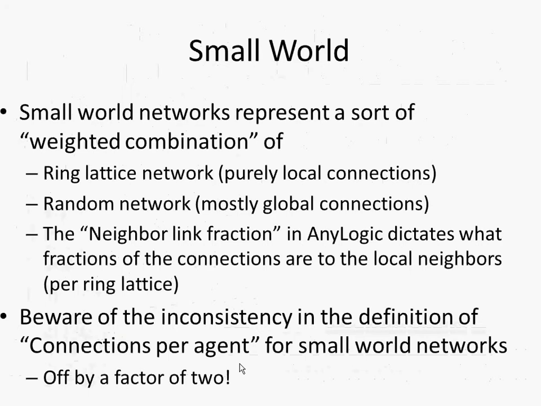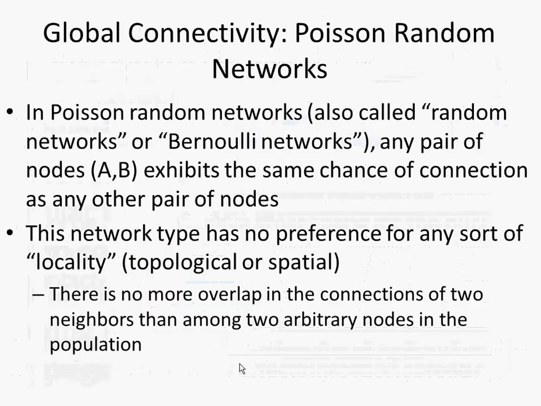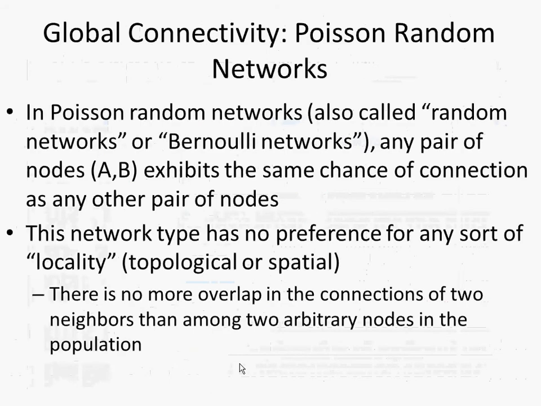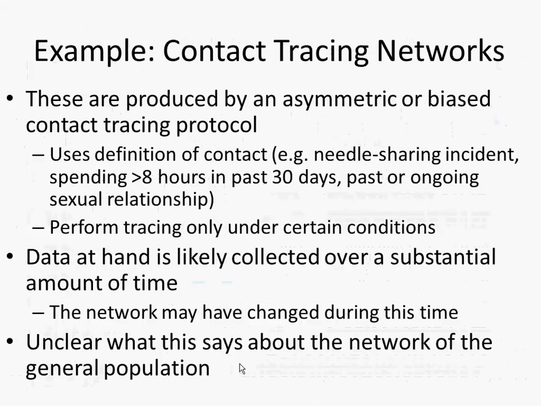We also have small world networks, which are sort of weighted combinations of a very localized network where people are connected just to people nearby them, like this, and a network where people are connected to random people around, okay? These are very, very easy to experiment with in any logic.